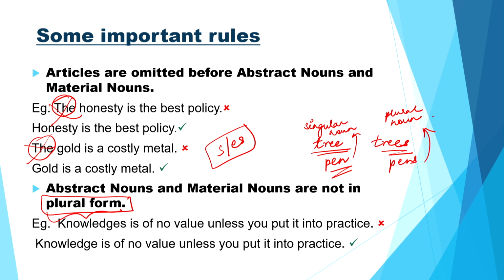So, let us take the example, knowledge is of no value unless you put it into practice. As you can see, knowledge is an abstract noun and hence it is uncountable. Thus, we will not add s in front of it. Hence, the correct statement will be knowledge is of no value unless you put it into practice.